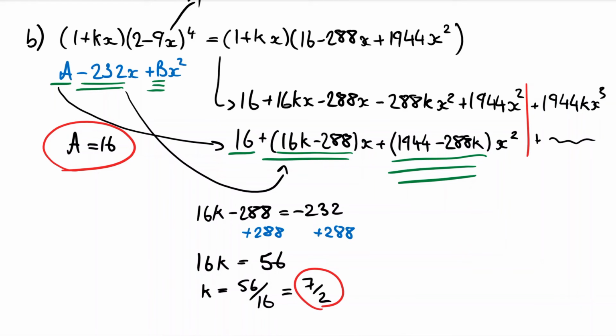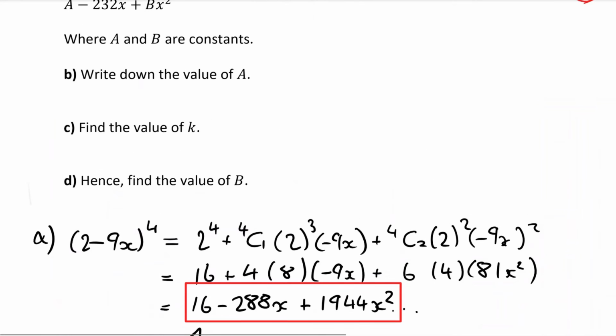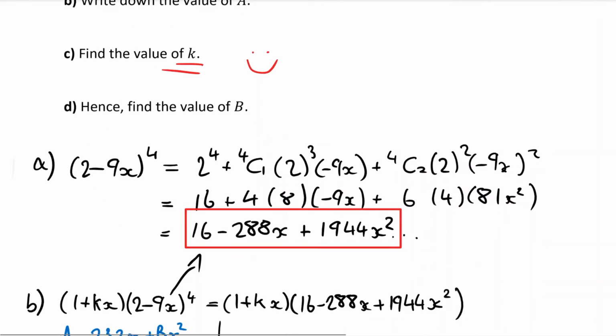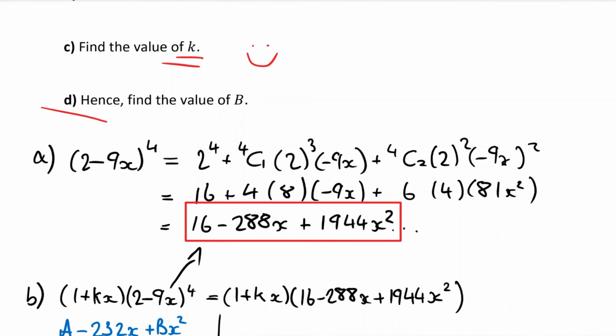Oh, wait a minute, I just realized that that was the question for question C. Do you see how that just flows naturally? It just progresses to finding the value of k. So that is question C. Now on to question D. So hence find the value of b.